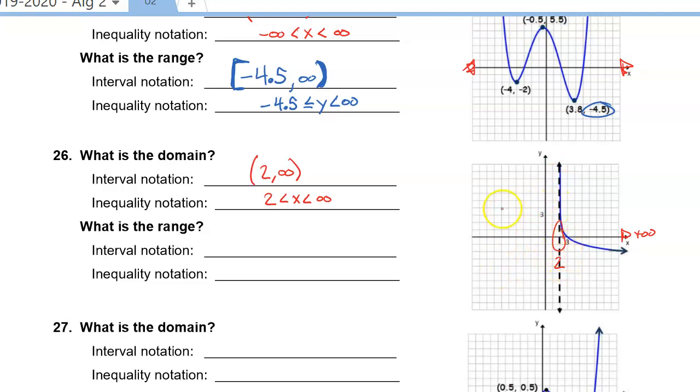Since there is no other portion of the graph on this side, I'm not going to go to negative infinity because there is nothing on this side. The graph is not there, so I can't talk about values that don't exist.